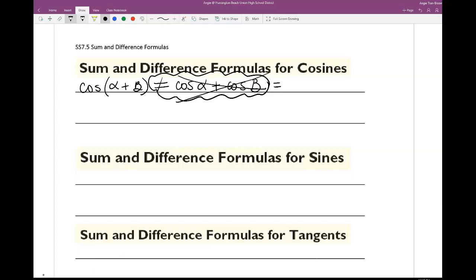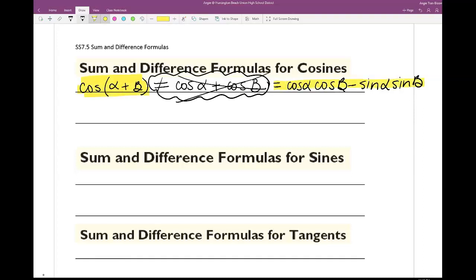So cosine of alpha plus beta is cosine of alpha times cosine of beta minus sine of alpha times sine of beta. I'm going to use a highlighter. I'm highlighting this formula and it equals this.